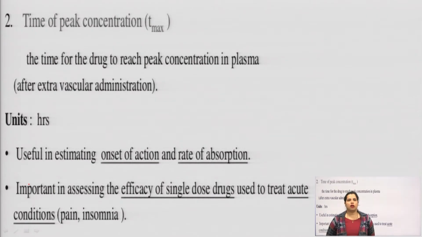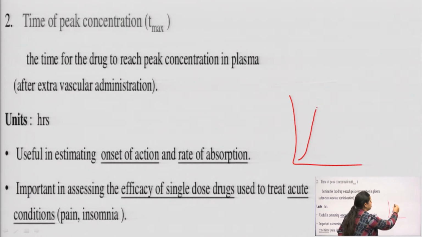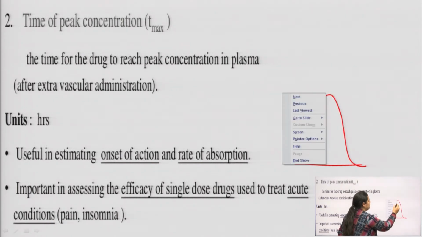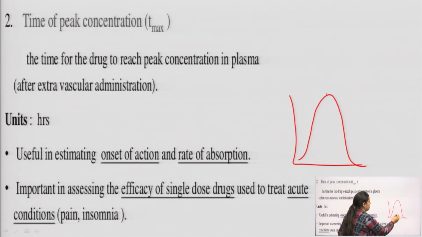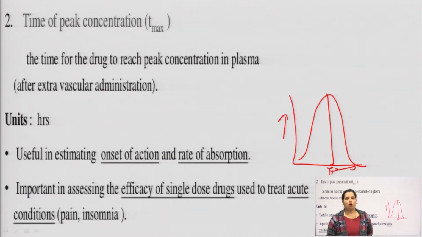Second, time of peak concentration, Tmax, the time for the drug to reach peak concentration in plasma after extravascular administration. Basically we get this curve. This point is Cmax and this is your Tmax, as this axis shows time and this shows the plasma concentration of the drug. Its units are hours or minutes, and it is useful in estimating onset of action and rate of absorption.